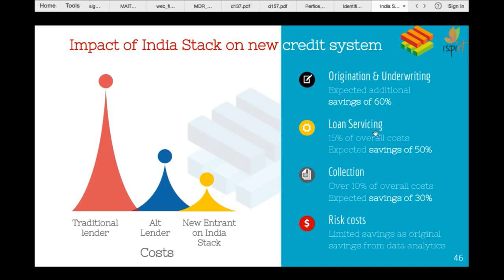On the cost of servicing, they expect an overall savings of around 50%. Collections are not yet done in the pilot, so they expect an overall savings of about 30%. And in terms of risks, there's really no significant analytics yet to talk about how much savings could be done on that. We do expect to see limited savings there.